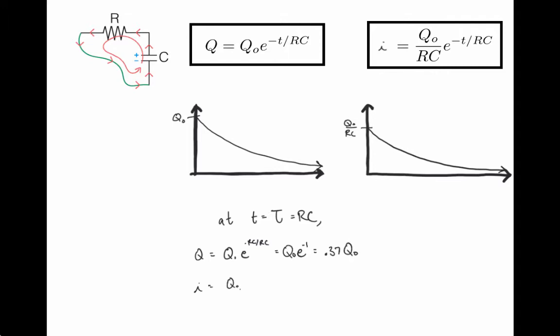Meanwhile, I is equal to Q naught over RC times e to the minus RC over RC, which is 0.37 Q naught over RC. Now remember that Q naught over RC is the initial current, so that's also equal to 0.37 times the initial current. In other words, both current and charge are at 37% of the initial value after one time constant.